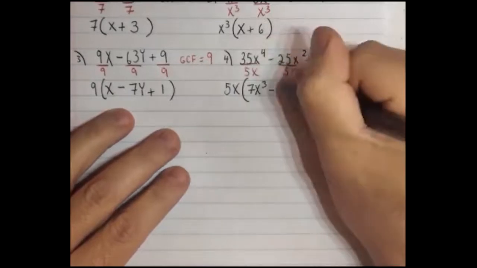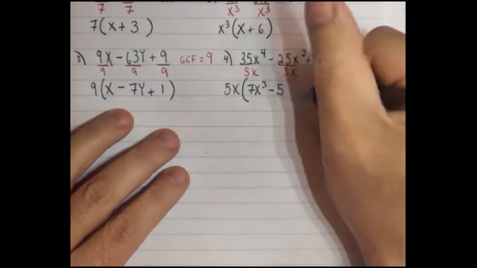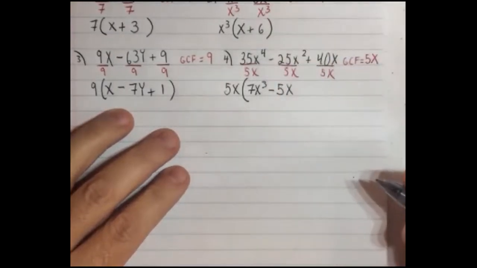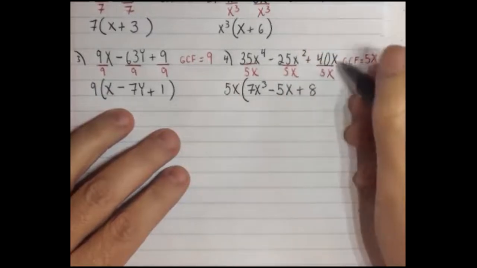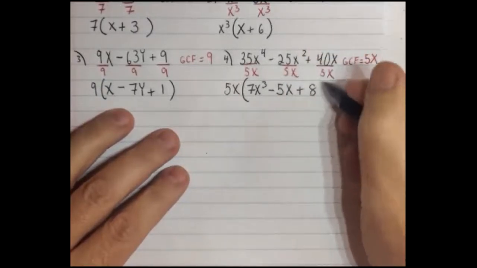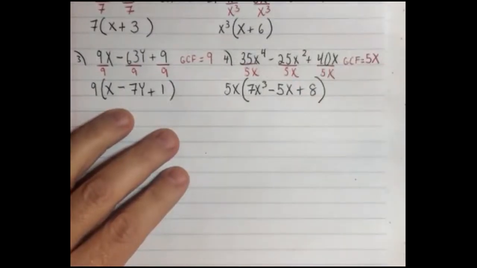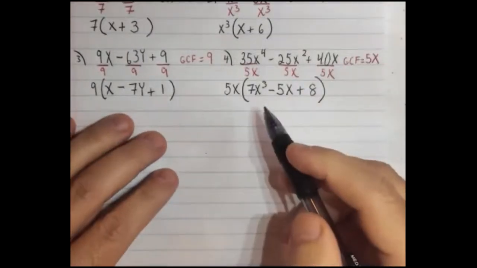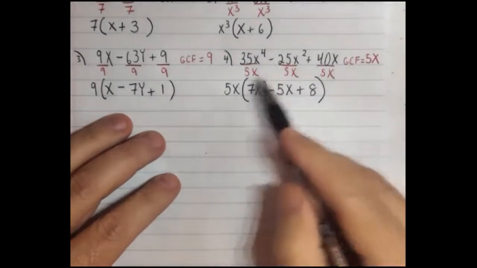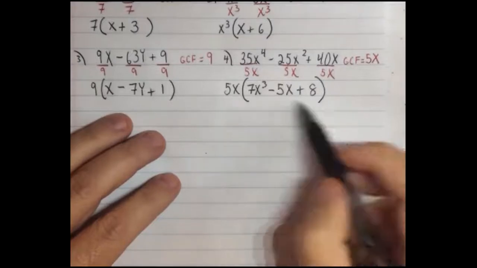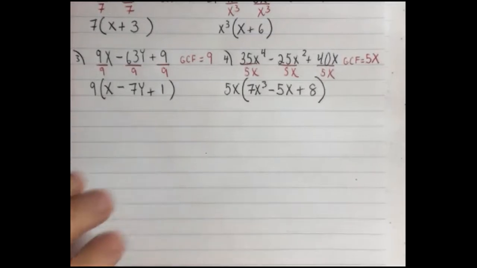25 divided by 5 gives me 5. X squared, I'm pulling 1 out, so that gives me x. And then 40 divided by 5 gives me 8, and my x's are gone, so you don't write x to the 0, you just write 8. Close the parentheses. And again, if you worked backwards on this and distributed back in, you would come back to the original problem.